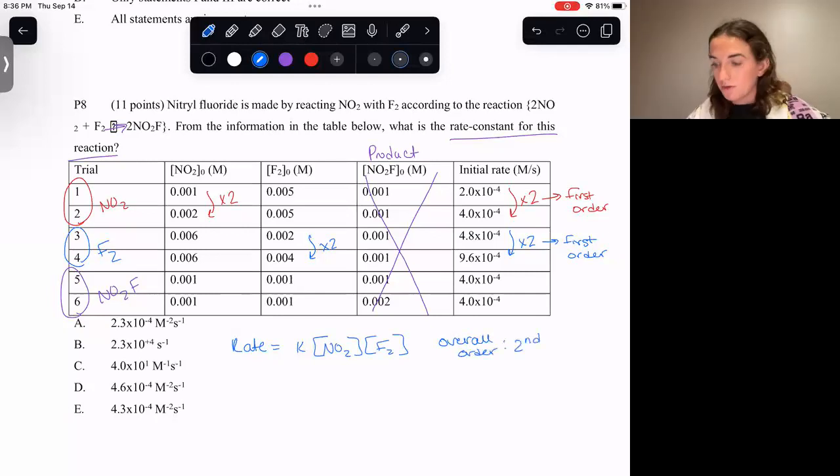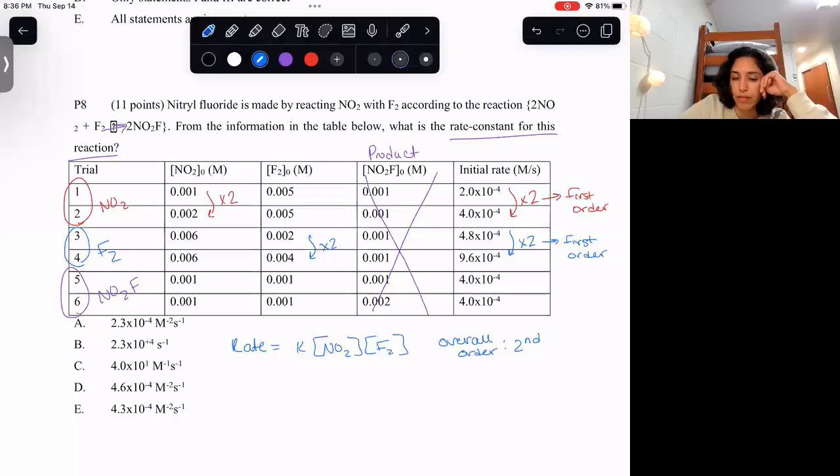Okay, so now we can use any trial that you want in order to plug in for the rate, the concentration of NO2 and the concentration of F2, and then you can solve for K. What units are we expecting from K before we even solve for it? Units would be 1 over concentration times time. Yep.